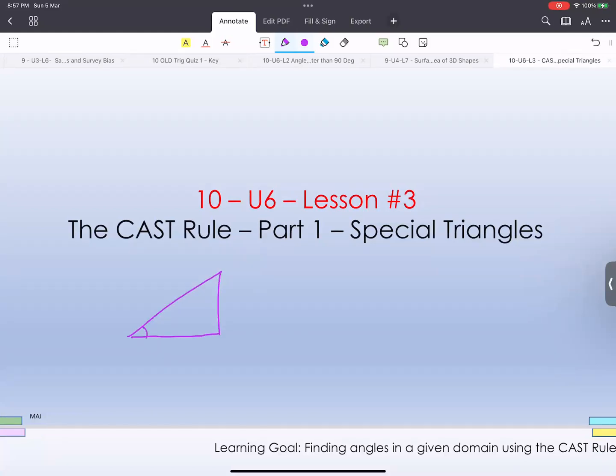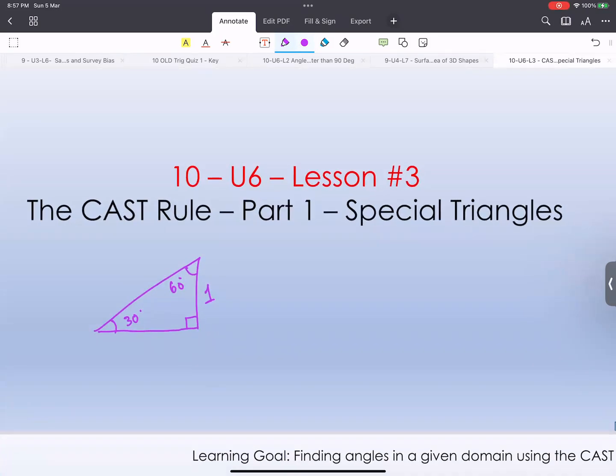The first one is a 30, 60, 90-degree triangle, and we set up the ratio of the sides as 1 to root 3 to 2. The other triangle that we did was a 45, 45, 90 triangle, and the sides are in the ratio 1, 1, and root 2. So that was what we did in the last lesson.